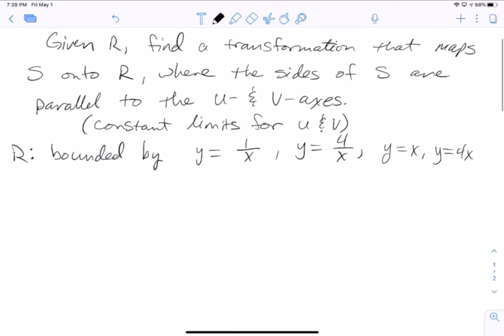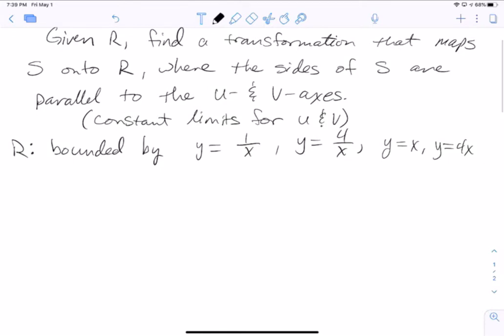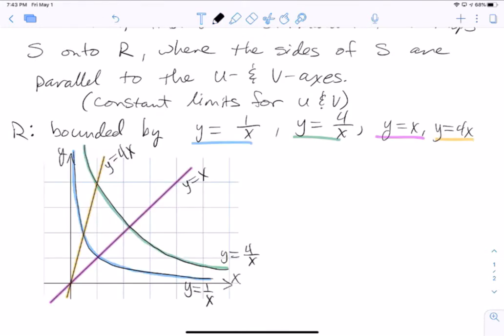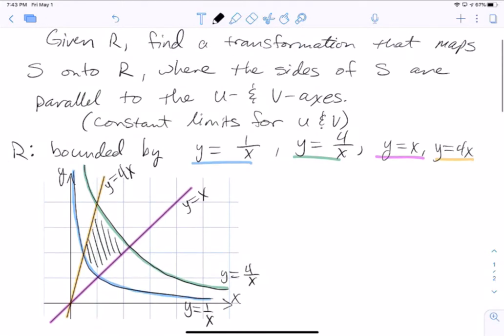Now to make sure that we know what we're looking at, let's go ahead and graph the four curves given by R, which are y equals 1 over x, y equals 4 over x, y equals x, and y equals 4x. So here are our four curves. We have y equals 1 over x in blue, y equals 4 over x in green, y equals x in purple, and y equals 4x in orange. The region R is bounded by these curves, and so is that region there. Now what we're after is a transformation that maps some region S, which is in the UV plane, onto R.